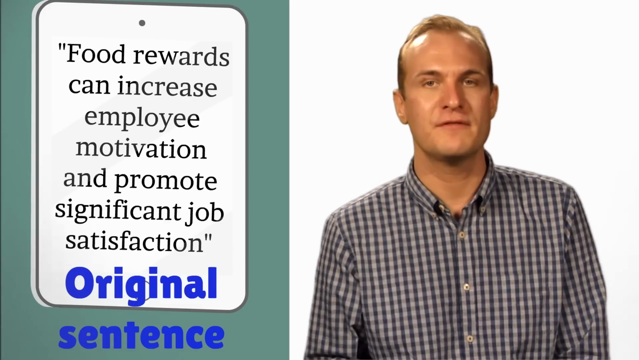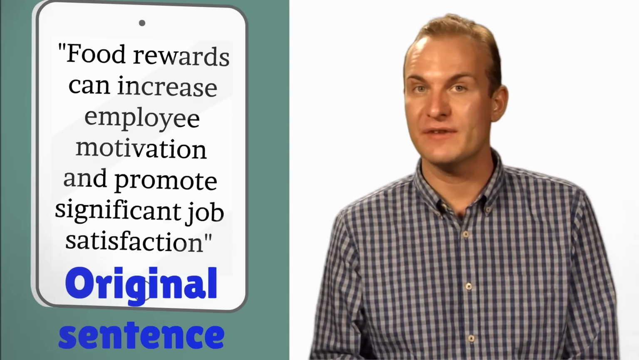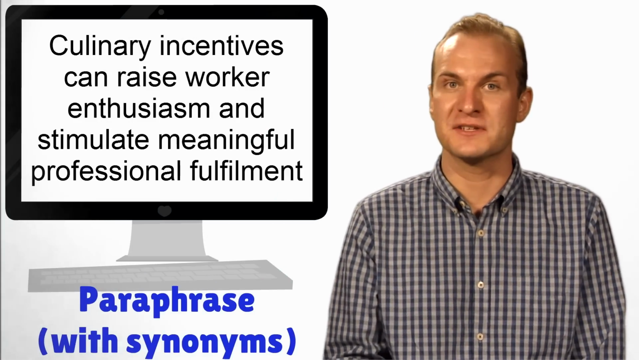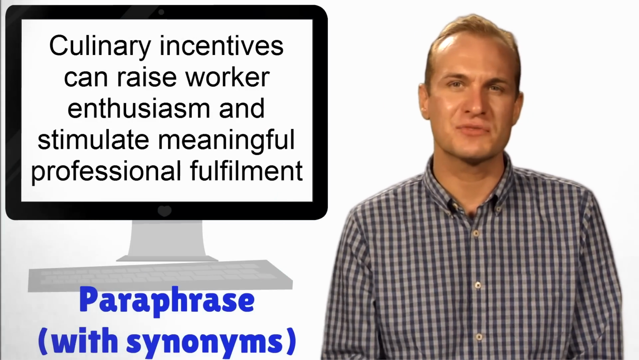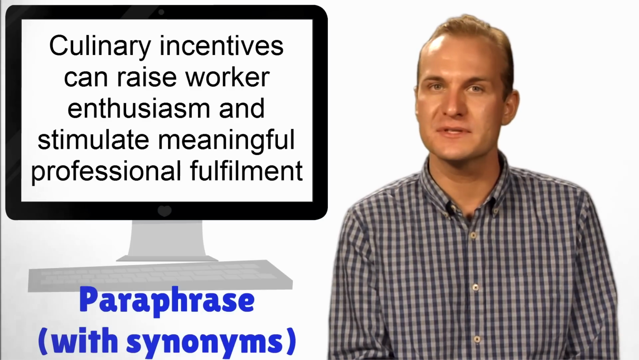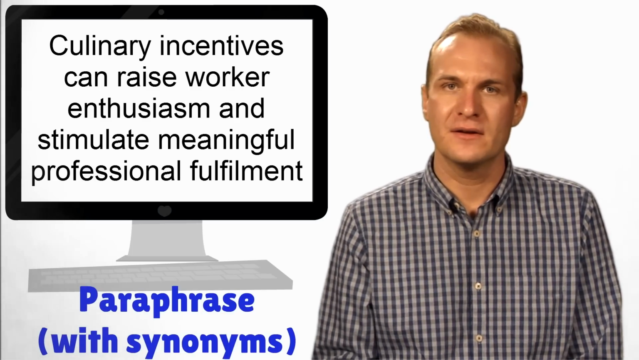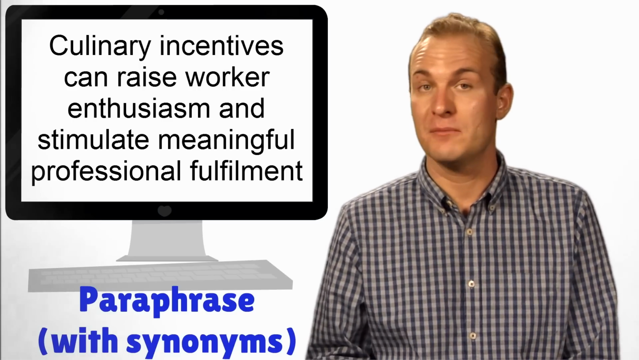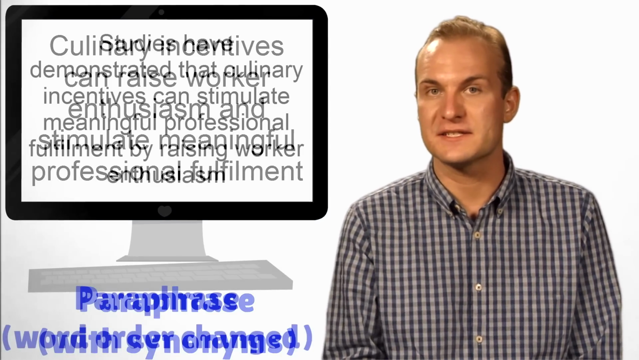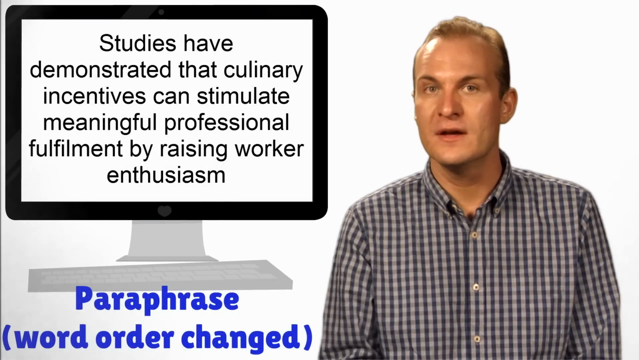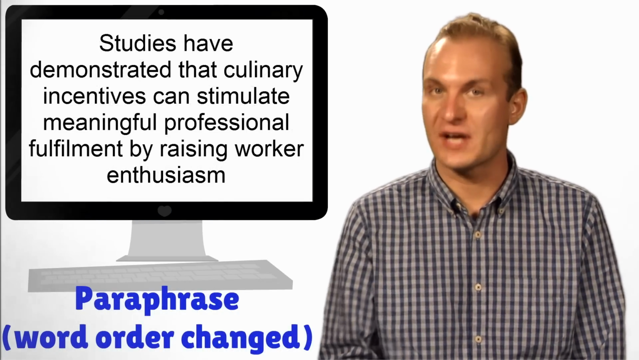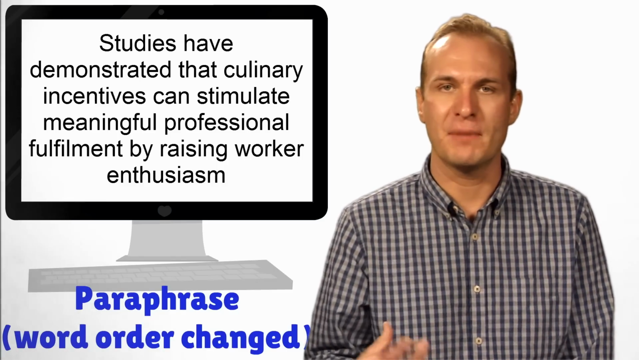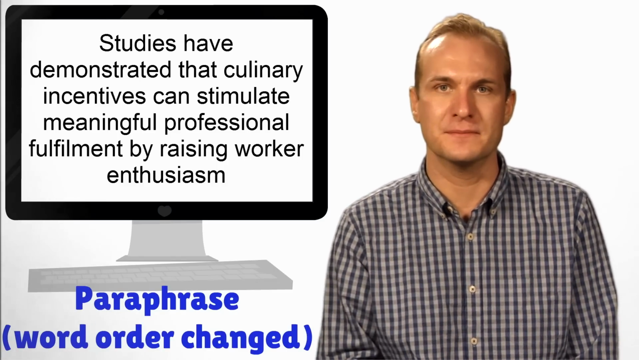By comparing the original sentence with this new version, you can see how synonyms are a powerful tool for paraphrasing. However, there is more you can do to make sure that your paraphrase avoids plagiarism. See how the sentence structure remains the same across both examples? How then could we change the word order of this sentence? Maybe it could look something like this. Studies have demonstrated that culinary incentives can stimulate meaningful professional fulfillment by raising worker enthusiasm.